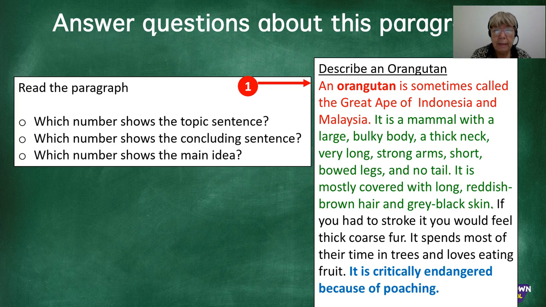That red writing is sentence 1. The green writing is sentence 2. The black writing is sentence 3. And the blue writing is sentence 4. I hope I said green further up. Red, green, black, and blue. Now I want you to note which number shows the topic sentence, which number shows the concluding sentence, and which number shows the main idea. Ready to do that? Good.